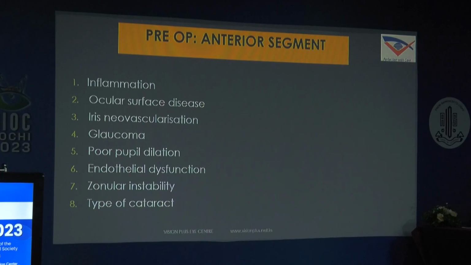So, a detailed anterior segment evaluation, because these patients could have inflammation, they often have a lot of ocular surface disease which needs to be managed before you go ahead for surgery. A careful examination for iris neovascularization, because often these patients come to you dilated, so we may miss that on slit lamp examination. So it's important to see them undilated too. And look for glaucoma, look for the pupil dilation, because they're often poorly dilated patients and that can make your surgery more complicated. Do a specular, looking for endothelial dysfunction. Also, these patients who've undergone repeated injections could have zonular instability, so we need to be prepared for that.